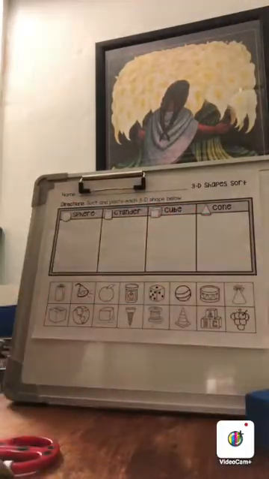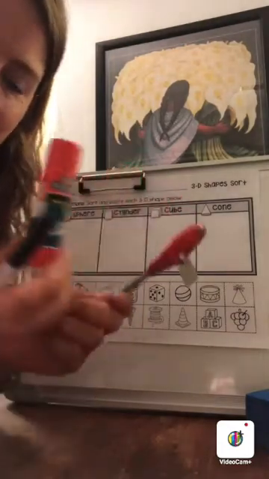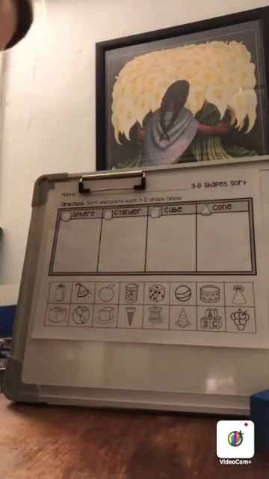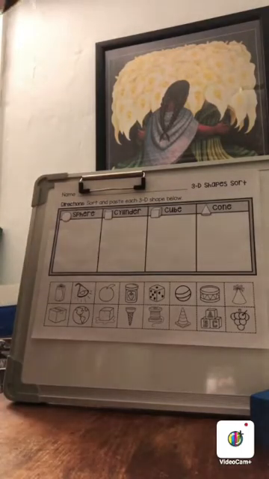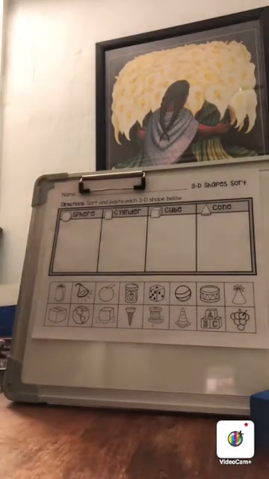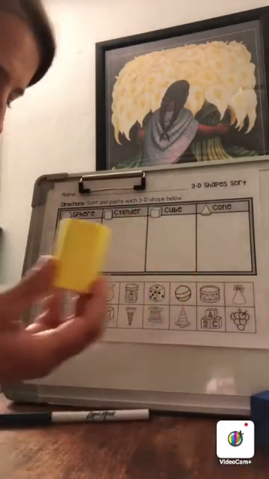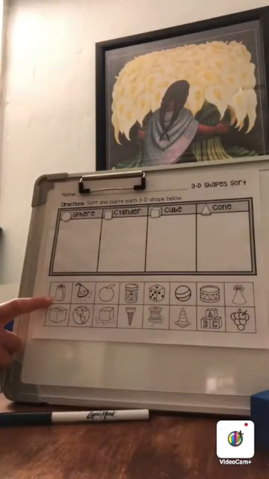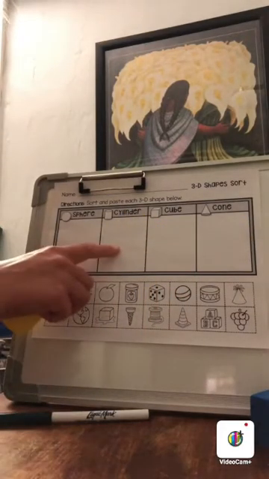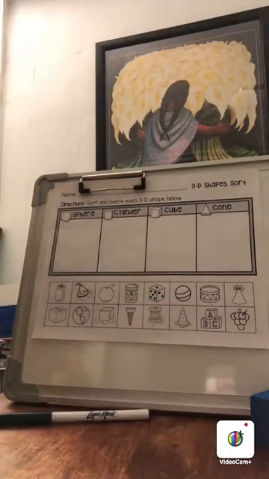So what you're going to do is you're going to need scissors and a glue stick, or I guess you could use glue or tape if you didn't have a glue stick. And you could actually, even if you don't want to glue them down, you don't have to glue them down. But what you're going to do is you're going to decide which 3D shape it is. So here's a can. Is that a sphere, a cylinder, a cube, or a cone? And you're going to glue it into that category.